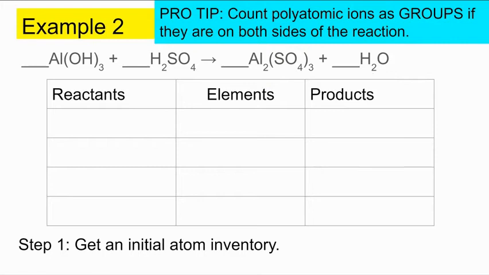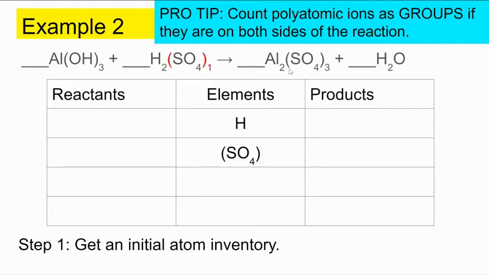Let's look at a second example. I've got aluminum hydroxide reacting with sulfuric acid, H2SO4, to produce aluminum sulfate and water. So when I start, I'm looking for matching groups on both sides. And although I see a hydroxide group here, I don't see one here. I do see a sulfate group here, as well as a sulfate group here. So as I start my inventory, I'm going to be counting how many hydrogens and how many sulfate groups are present on both sides of the reaction.